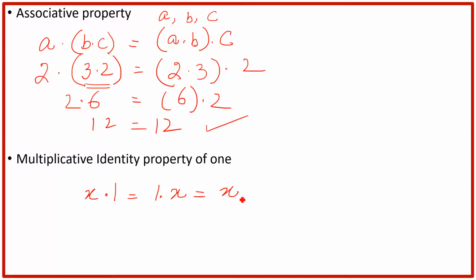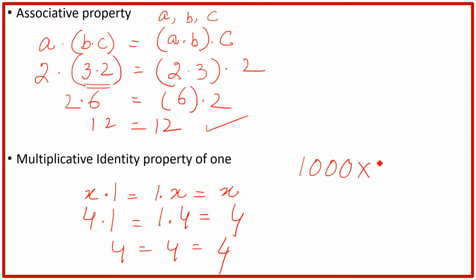Suppose the value of x is 4. Suppose 4 multiplied by 1 or 1 multiplied by 4, we will get 4. See, 4 times 1 is 4, and the value of x is 4. So when we multiply any number by 1, the number remains the same. This is the multiplicative identity property of 1. If we have 1000 multiplied by 1, it remains the same.